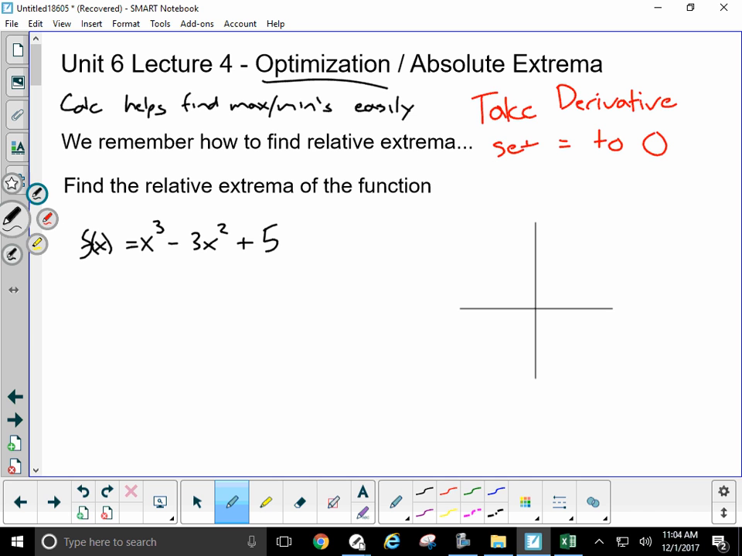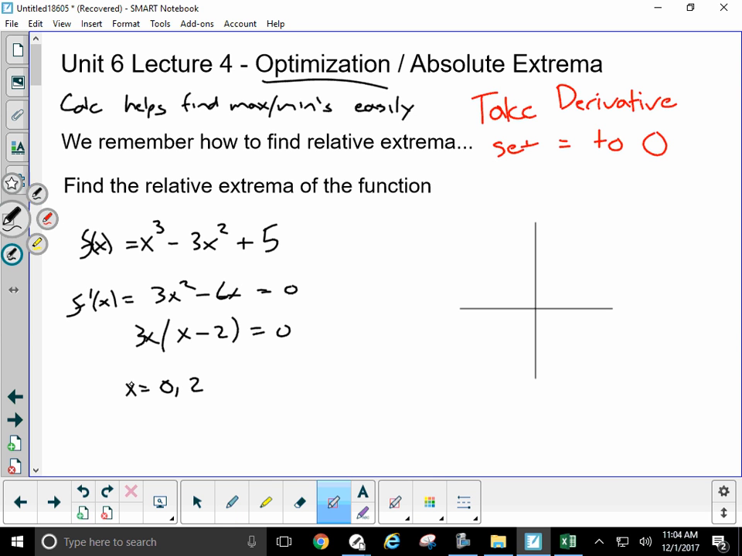This is from Unit 4. We would take the derivative of this and set it equal to 0. That's how we start. We also need to kind of keep in mind when it's undefined, but it's not applicable in that many situations for the functions we're dealing with. So we get 0 and 2.